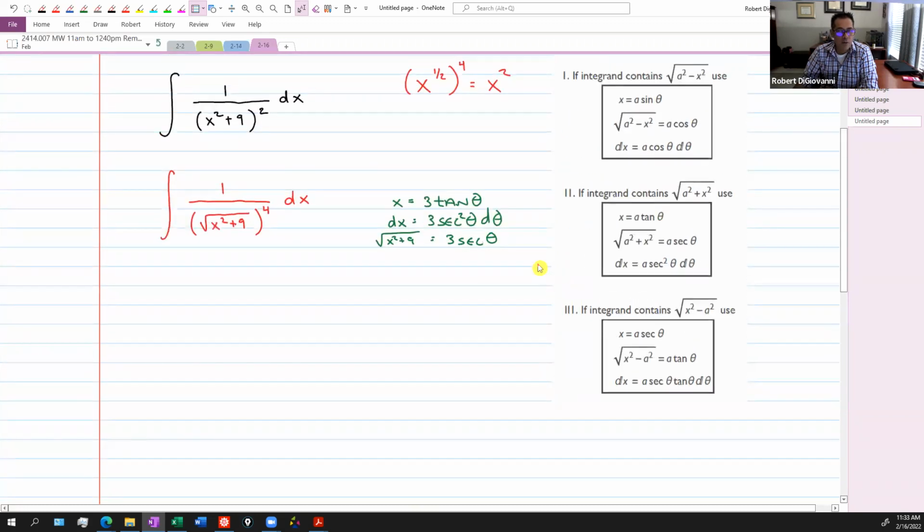My dog is snoring. Y'all can't hear that, can you? You don't hear it? Okay, I just don't want it to be a distraction.